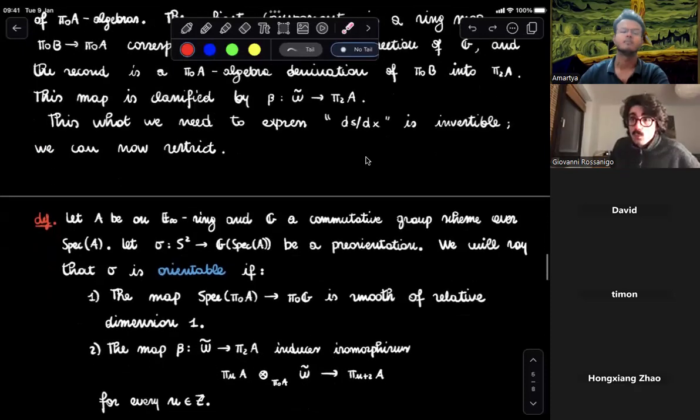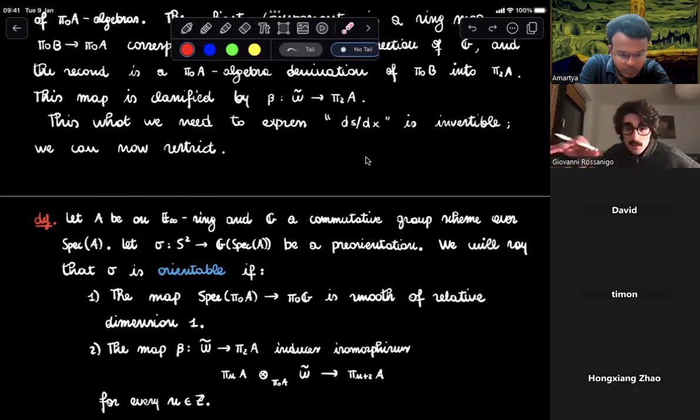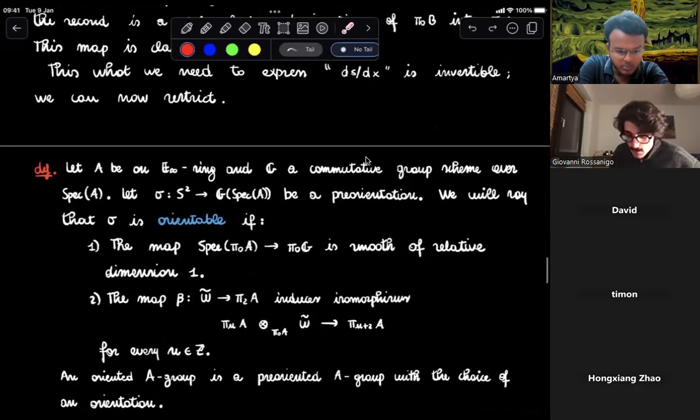So we will say that given an A-infinity ring spectrum A and a commutative group scheme over the affine spec of A, and given a preorientation which we represent as an element of the pi 2 of the global section of the group scheme, we say that this preorientation is orientable if the induced map is smooth of relative dimension 1. So this map is smooth and every fiber has dimension 1.